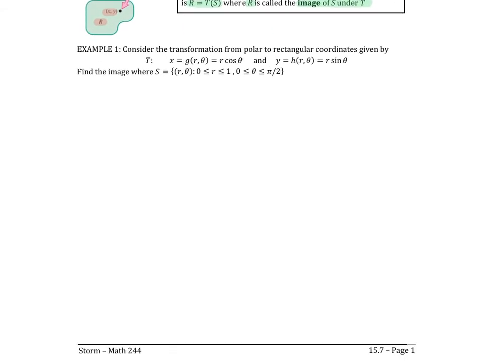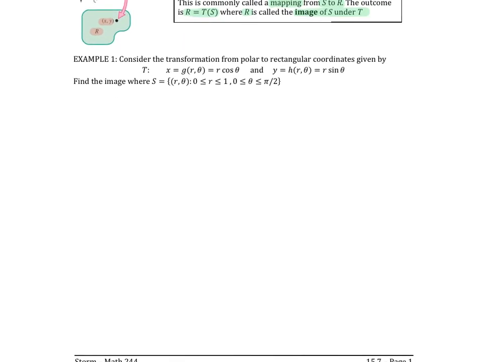What I'd like to do is look at this example one. And we're going to look at this geometrically and see what's actually happening in a transformation. And then for the rest of this section, we're going to focus more on the algebra of it. So let's say that we're going to do a transformation from polar to rectangular coordinates. Our transformation is going to give an x value of r cosine theta and a y value of r sine theta. So you notice that x is a function of r theta, y is a function of r theta.